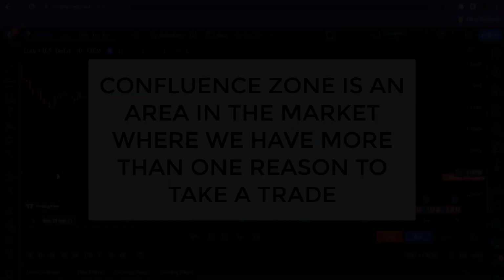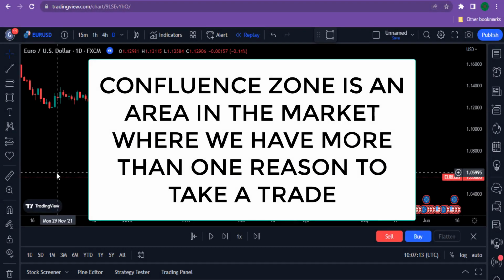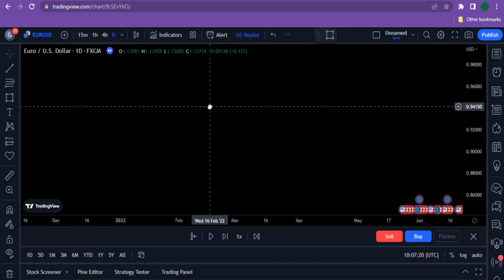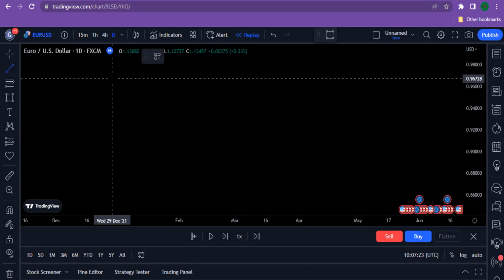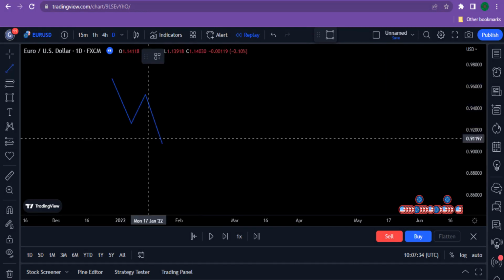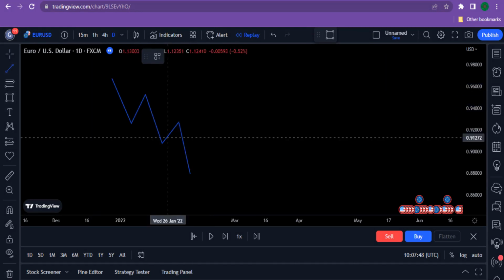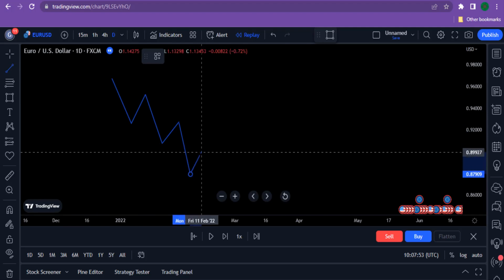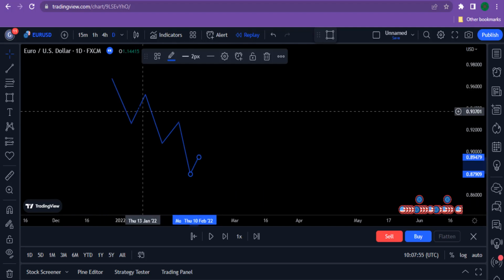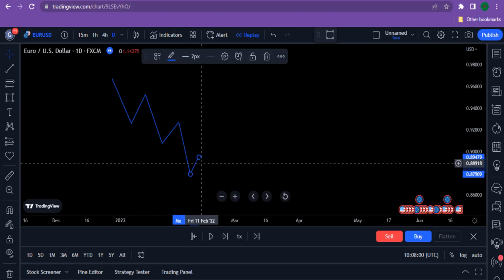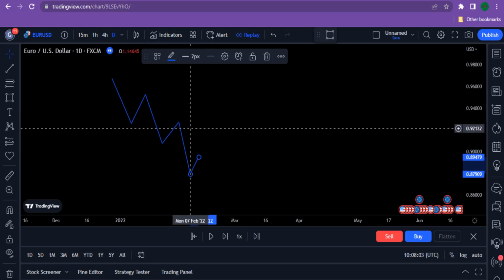Confluence zone is an area in the market where we have more than one reason to take a trade. Let's assume that we are in a downward trend and the market is forming lower highs and lower lows. Then we see that the market is about retracing after an impulsive move. These are all impulsive move, retracement, impulsive move, retracement. And then we know that the market is about coming into this region.